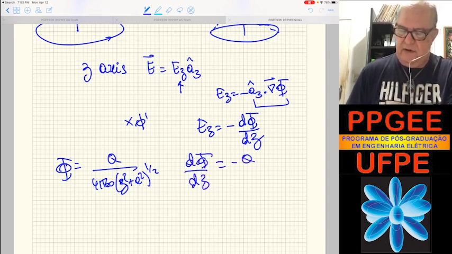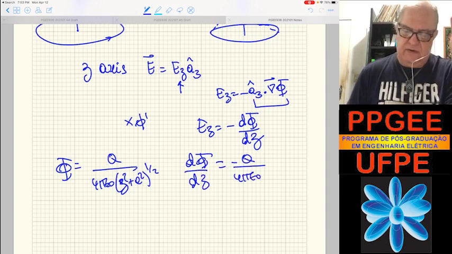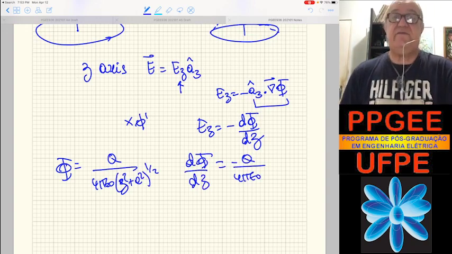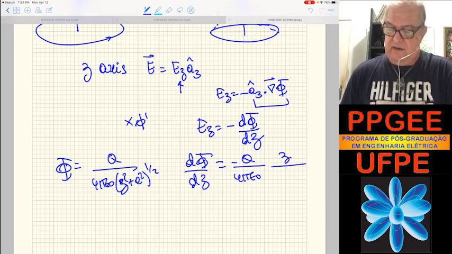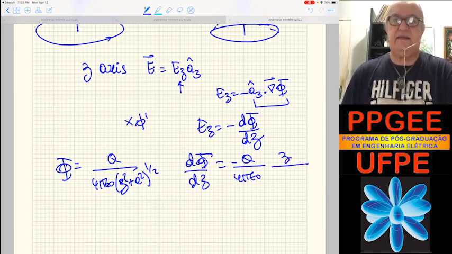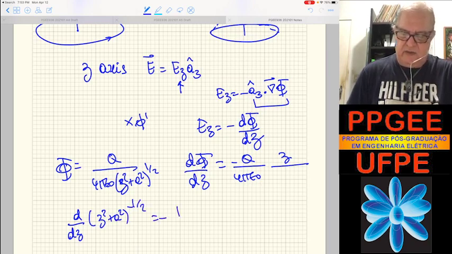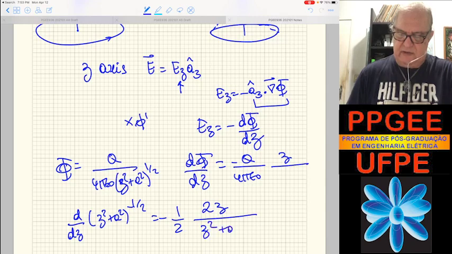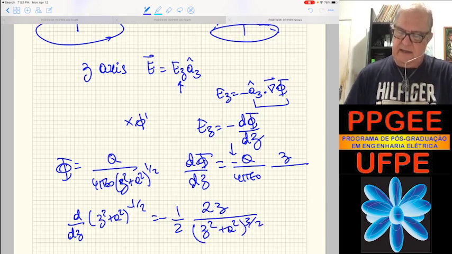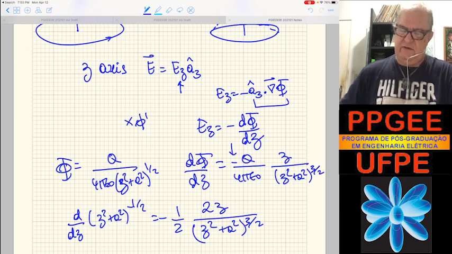It's minus q divided by 4 pi epsilon 0. The derivative here is going to be z over, the minus is already there, because the derivative of z squared plus a squared to the minus 1/2 equals minus 1/2 times 2z times z squared plus a squared to the 3/2. So the minus sign is right there. So that's what we have for the field.